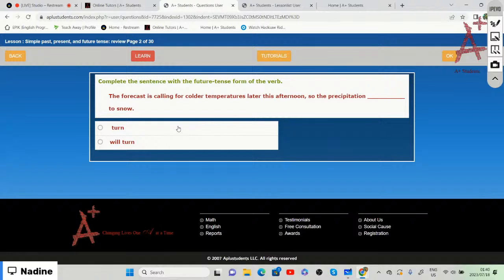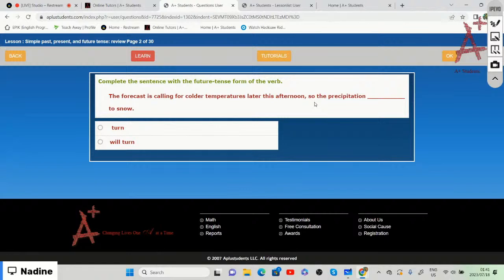We need to complete the sentence with the future tense form of the verb. The forecast is calling for colder temperatures later this afternoon. So the precipitation will turn to snow. We need to choose the correct form of the verb for the correct form of tense.